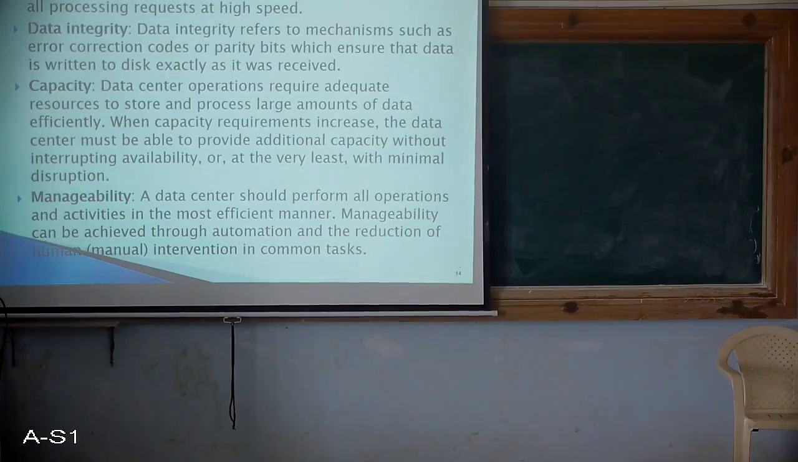To support all these characteristics, one more is manageability. The manageability of a data center should provide easy and integrated management of all its elements. Manageability can be achieved through automation and reduction of human intervention in common tasks. We need all these things to happen automatically and quickly, so we need to minimize human intervention as much as possible. This is where technology plays a very important role. So these are the characteristics which are very challenging for a data center to be robust.